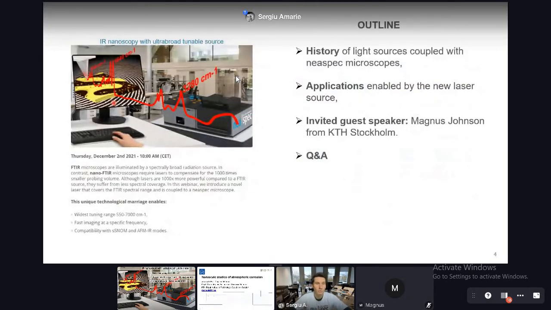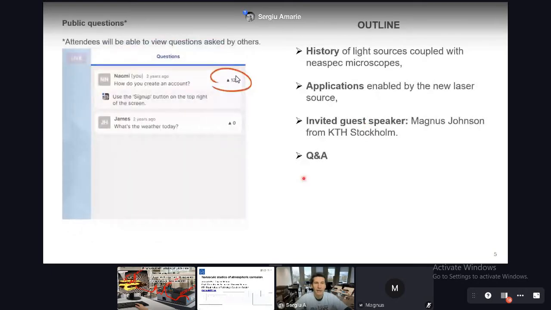To outline the webinar today, we will start with a brief history of light sources coupled with NeaSpec microscopes. We will move then to present a few potential applications enabled by this new laser source. And we will conclude with our guest speaker, Magnus Jonsson, from the Royal Institute of Technology in Stockholm. Magnus will present corrosion studies on metal oxides applications, which is strongly boosted by this new laser source. At the end, we will have Q&A sessions.